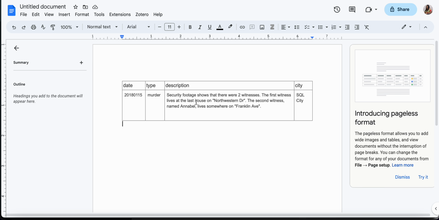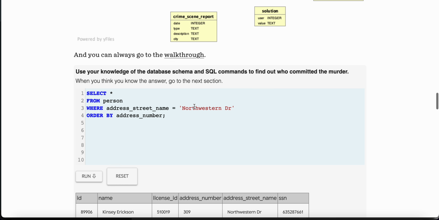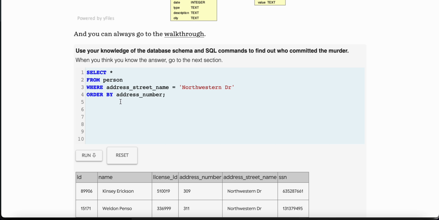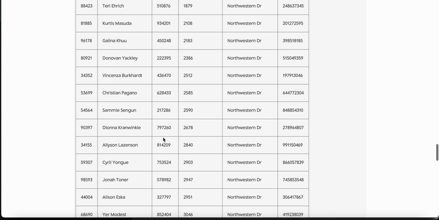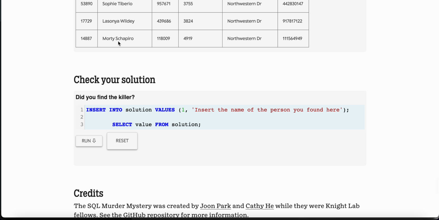The first witness lives at the last house on Northwestern DR. That is the reason why I put the order by address number on the last, because if you do not order it, it will give you something very different. So who is that person? Oh, great. So this is the person we are looking for.